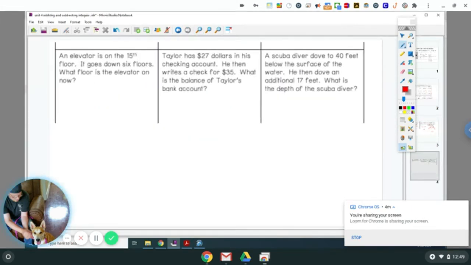Okay, an elevator is on the 15th floor. It goes down 6 floors. What floor is the elevator on? Well, you just do 15 minus 6, which is 9.